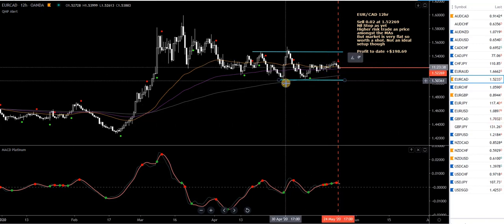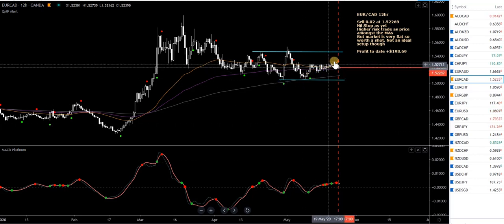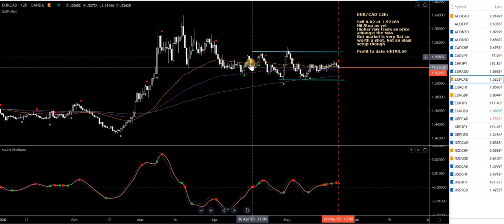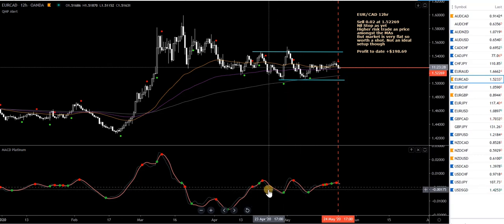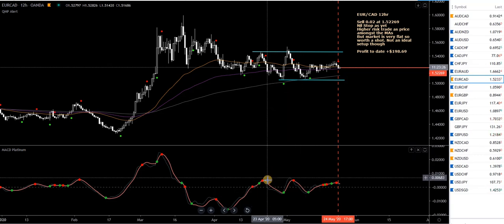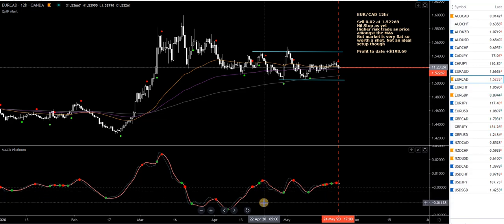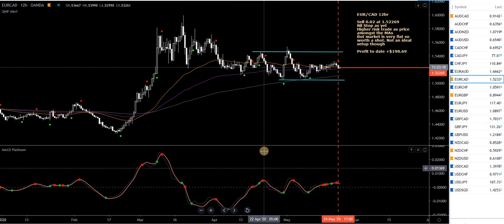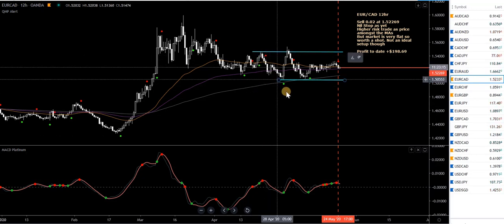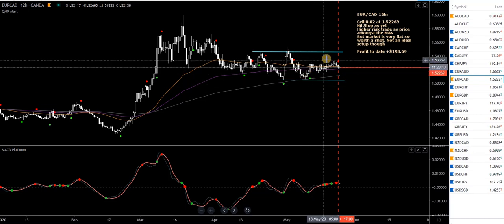And we've got this QMP filter, which is the green and red dots on the chart. It's giving me a sell signal. The QMP filter is a combination of the MACD Platinum and another indicator called the QQE Advanced, which is not displayed on the chart. So when the QQE crosses and the MACD Platinum presents a cross, then they're in sync. It produces these dots on the chart, and that's what I base my signals on.